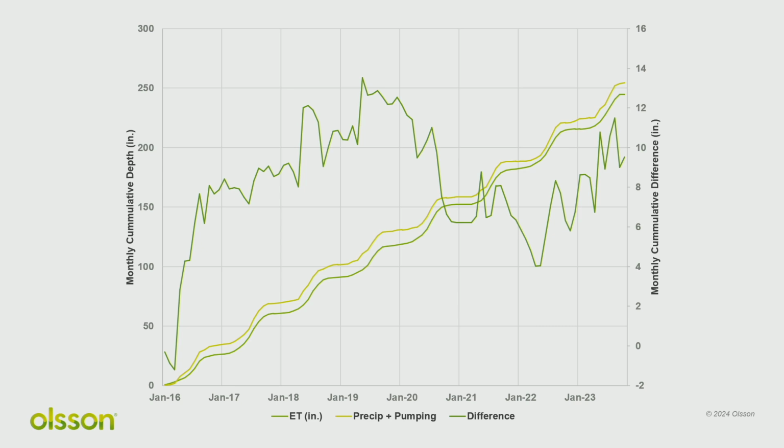So out of about 250 inches on the left side there of cumulative applied water, only about 10 inches of that was not evapotranspired at the field. And so I'm quite certain we're not going to find this in every field. But the real question is, what do you do about that difference? It's obviously either runoff or deep percolation.